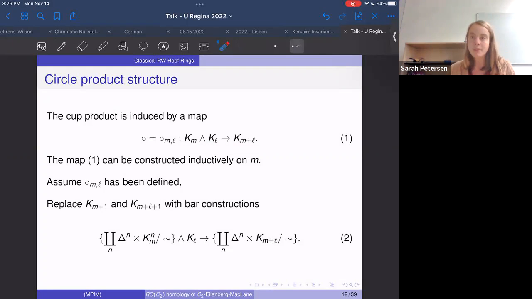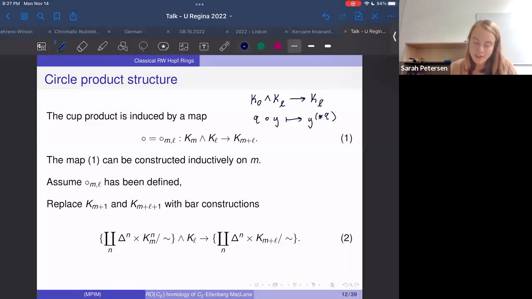So this circle product can be described very explicitly and constructed inductively on M. So if we want to construct it inductively, I should probably give you the base case. The base case goes from K0 crossed with KL to KL, and K0 is simply FP. So we'll have Q circled with some point in KL going to that point, star product with itself Q times. So that's how we'll define the base case.